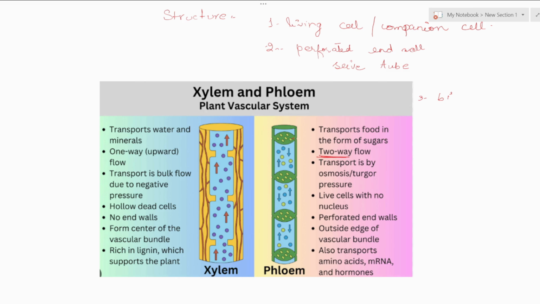Translocation is a topic which is very rare in the past papers. Yes, it's a very rare topic. The movement of phloem is actually translocation. Translocation is the movement of food through phloem.